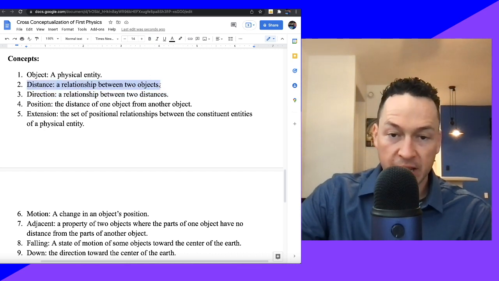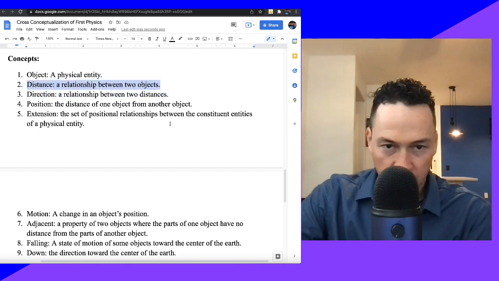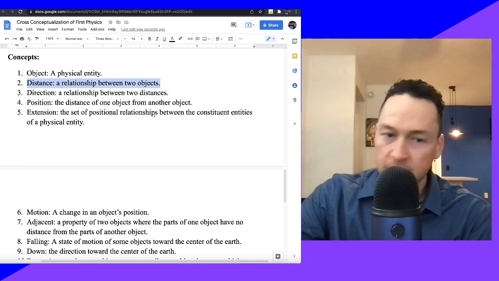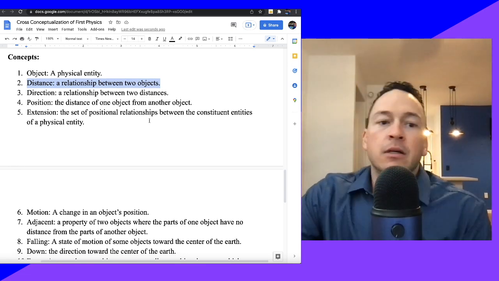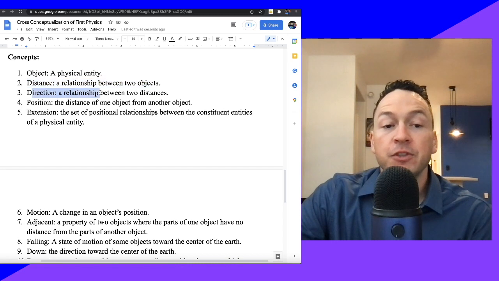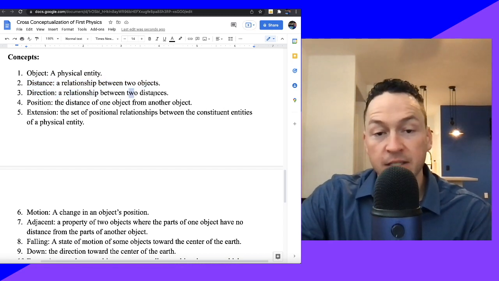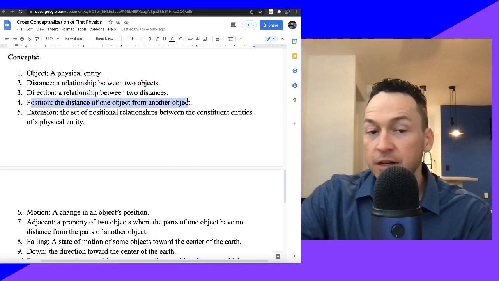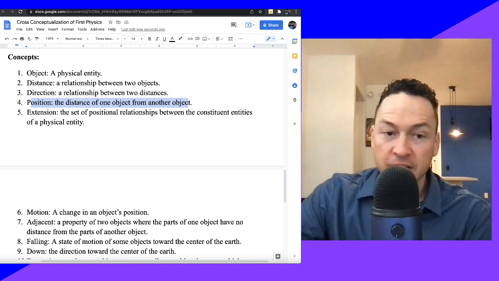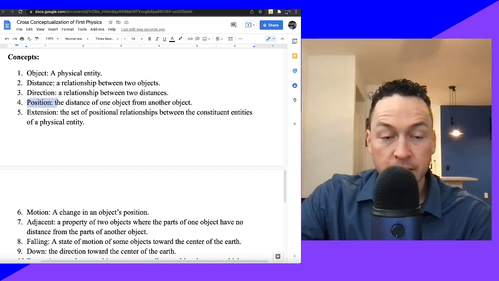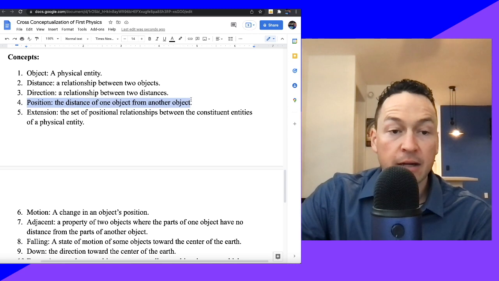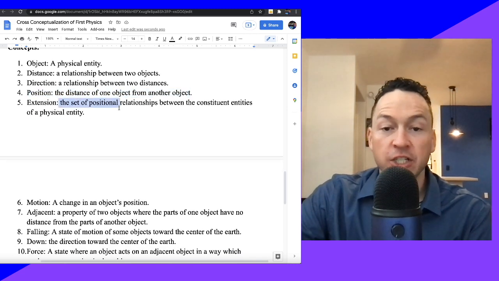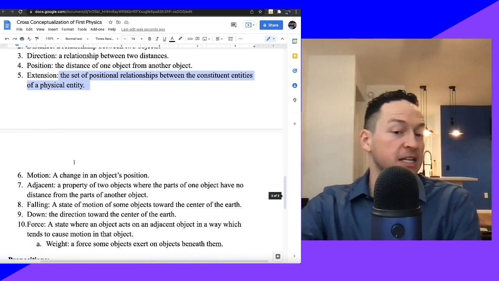Okay, distance. It's a relationship between objects. Is there any thing we want to talk about with distance? I don't know. Direction between distances. Fine. Position. Any propositions having to do with position? I don't know. Extension. Any proposition. None are coming to mind.